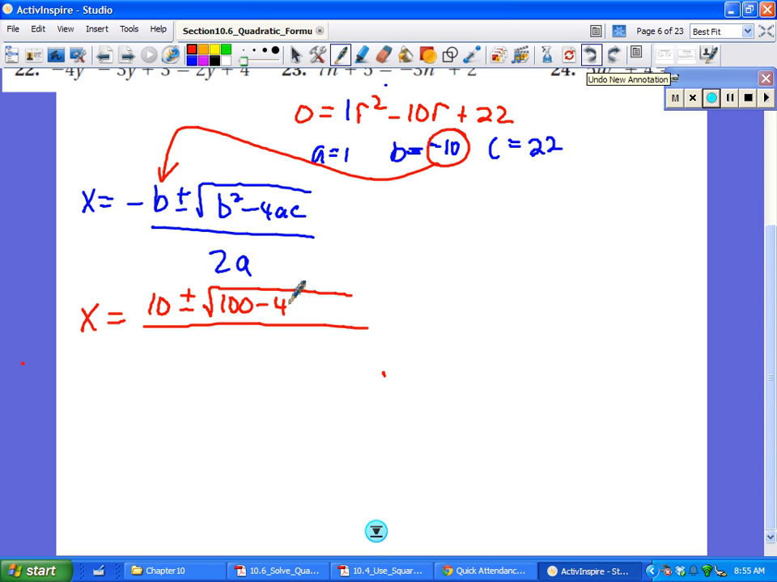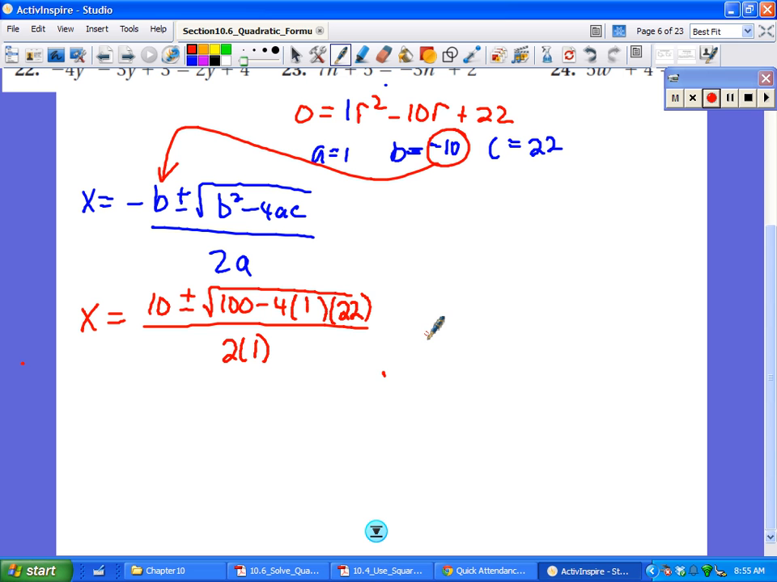That's the formula right there. It's also on your reference sheet. Okay. What's your a? Your a is what? 1. And your c is 22. Now, then at the bottom you have 2 times a, which is 2 times 1.